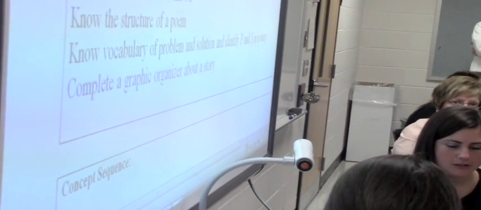Okay, so now we're gonna look at the WIDA can-dos that Brenda has already put in here. I think it's kind of small, is it?